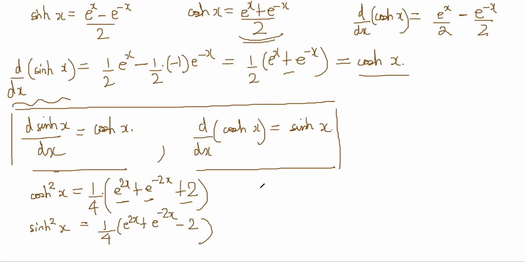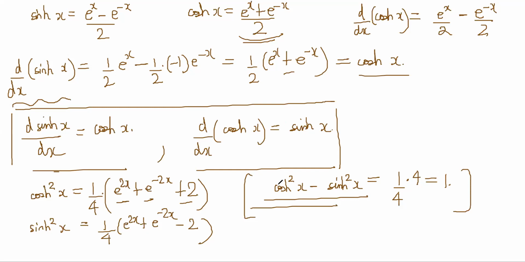Now, if you notice, cosh square x minus sinh square x becomes equal to 1 by 4 of 2 minus minus 2, so 4, so 1. So the normal identity, cos square x plus sine square x is 1, becomes cosh square x minus sinh square x is 1 in this new function. So you have one identity here. Similarly, you will be able to find your tanh and sech identity also, right?